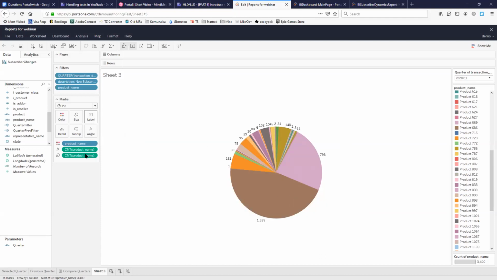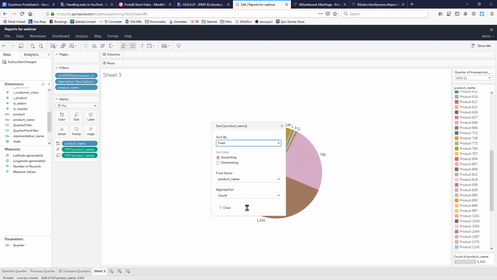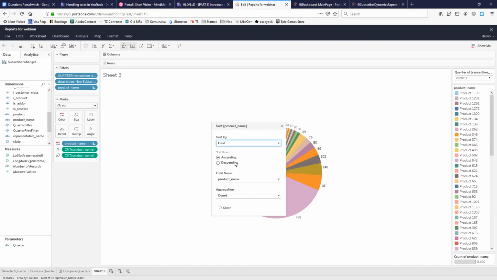What we can do, we can sort these products. So I can say that I want my products to be sorted. So I'm going to sort. I want to sort them by the field. And I want them to go from the product with the highest number of accounts to the lowest number. So I'll use descending order. Now that is something which we can work with.